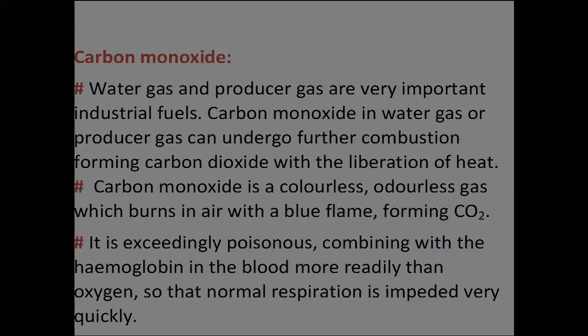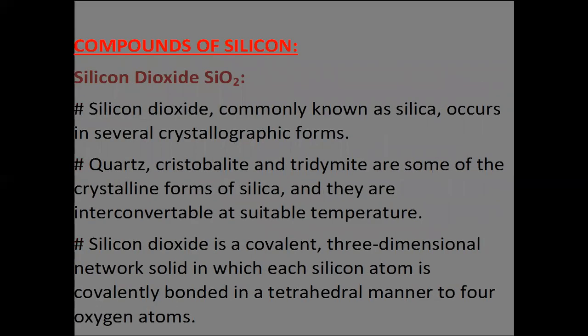The second compound is carbon monoxide. Water gas and producer gas are very important industrial fuels. Carbon monoxide in water gas or producer gas can undergo further combustion, forming carbon dioxide with the liberation of heat. Carbon monoxide is a colorless, odorless gas which burns in air with a blue flame, forming carbon dioxide. It is exceedingly poisonous, combining with the hemoglobin in the blood more readily than oxygen, so that normal respiration is impeded very quickly.